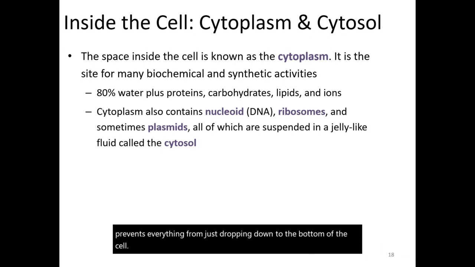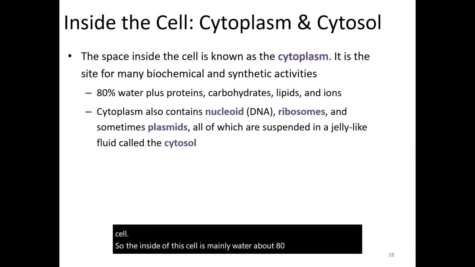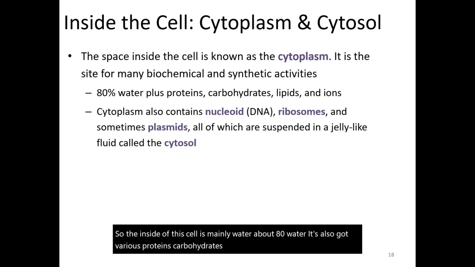So the inside of this cell is mainly water, so about 80% water. It's also got various proteins, carbohydrates, lipids, ions, all the things that a living thing needs in order to live. So suspended in that jelly-like fluid, the cytosol, is going to be the DNA, right? The genetic material of that bacteria. We also refer to that collectively as the chromosome, but more on that later.